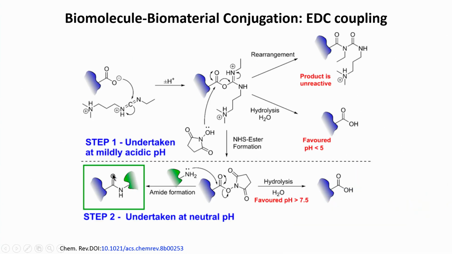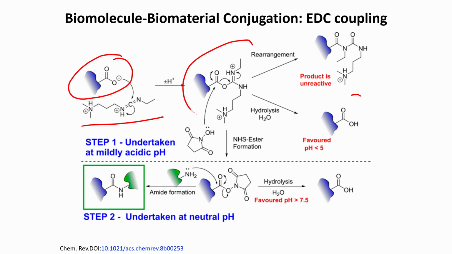So just going into a lot more detail of some of the commonly used ones. One of the most common is the EDC coupling, and essentially it's a two-step reaction. In the first step you have your molecule, it could be a drug or it could be a polymeric molecule that contains a carboxyl, and you add a reagent called EDC at a certain mild acidic pH, and it basically then forms a product which is highly reactive.